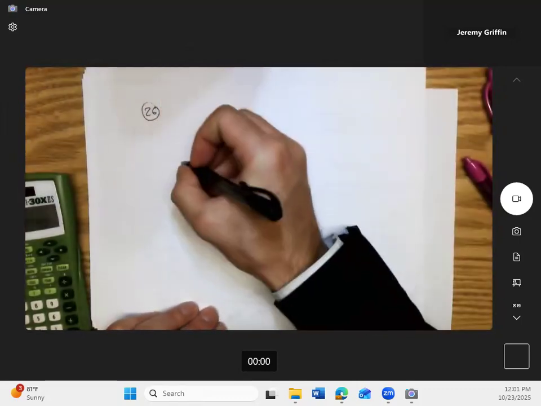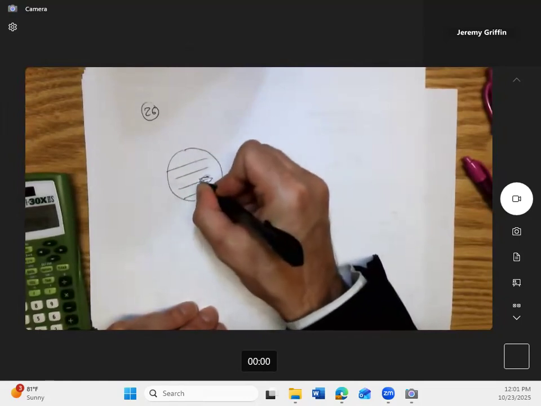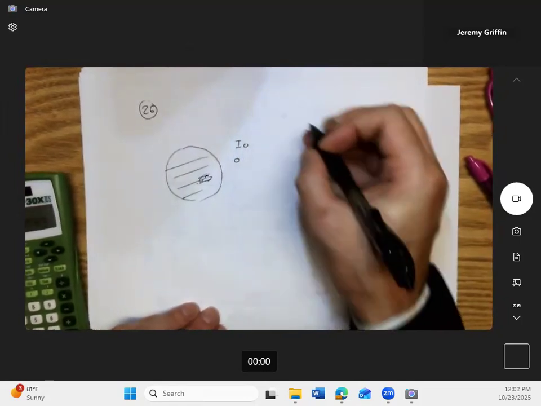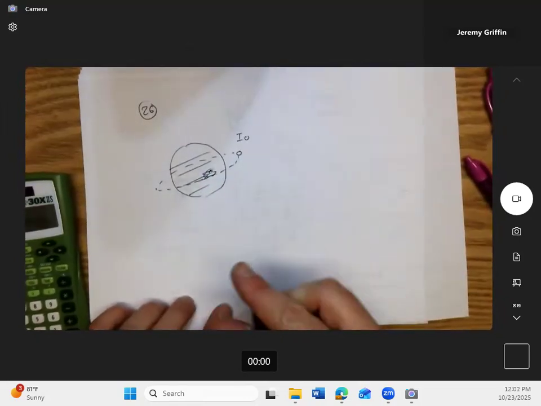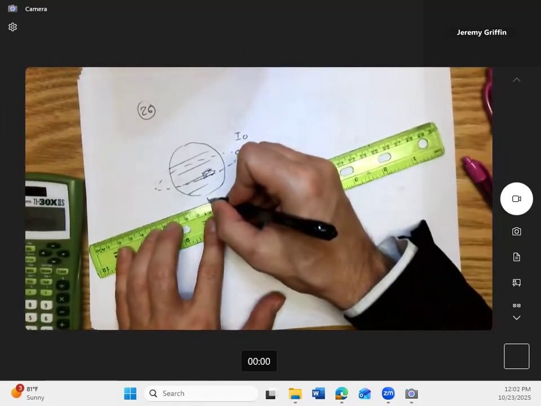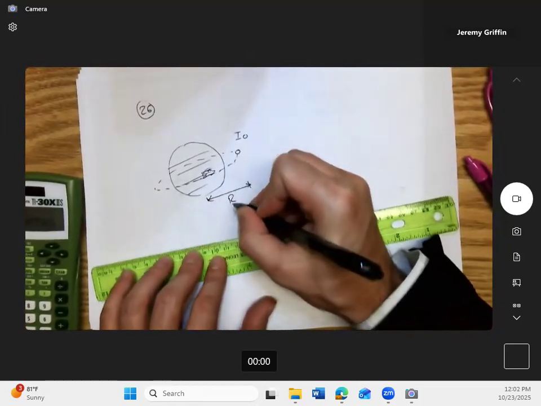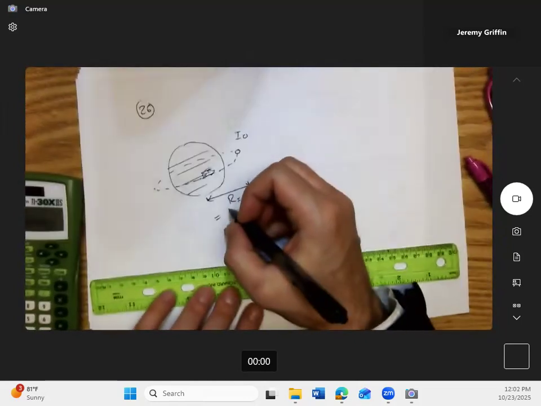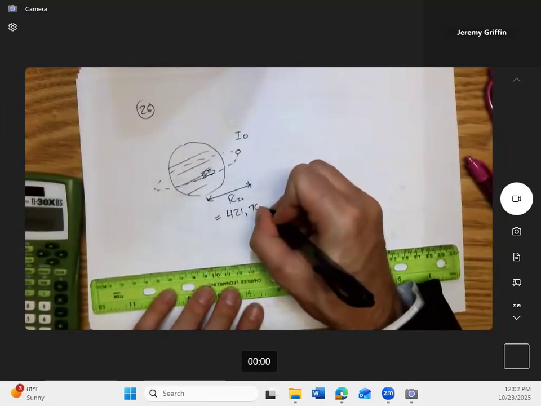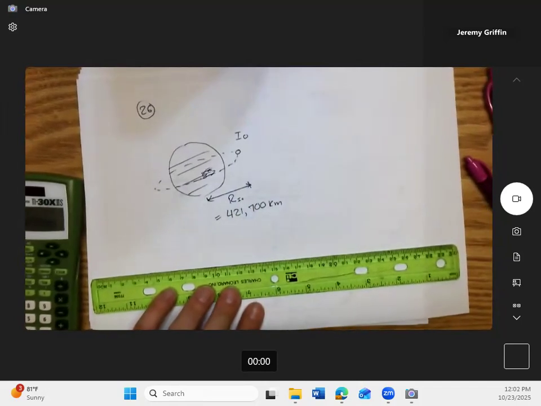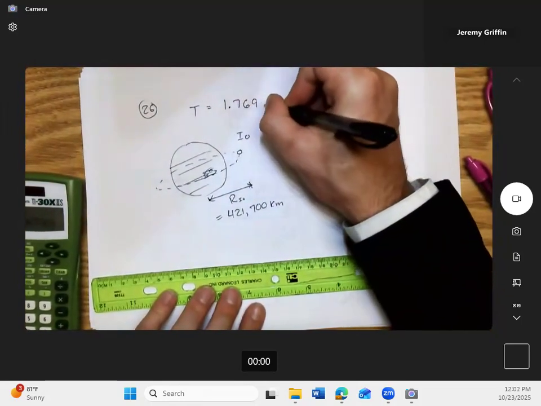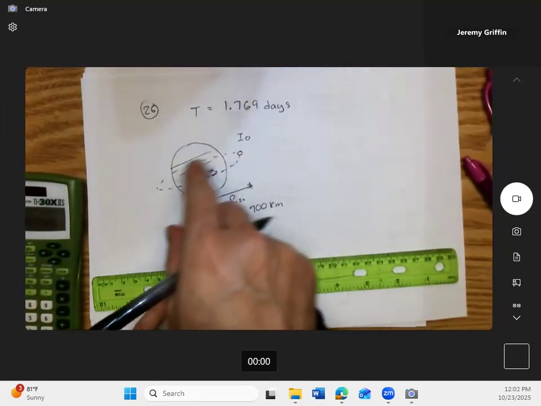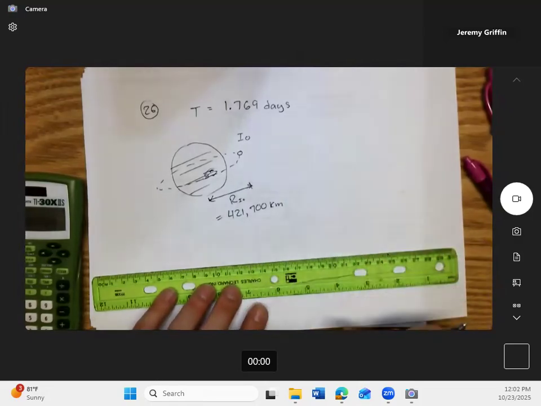So we're going to find the mass of Jupiter. Number 26. Get a picture. Got Jupiter, and here's Io, and Io's going around in a circular orbit. They told you the radius of this orbit. So say R, the radius for Io, is 421,700 kilometers. And the time period to go around, I'll write that up here, is 1.769 Earth days. So we're based on Earth, looking through a telescope, watching Io go around, and from our point of view, it took 1.769 days. You guys get all that?